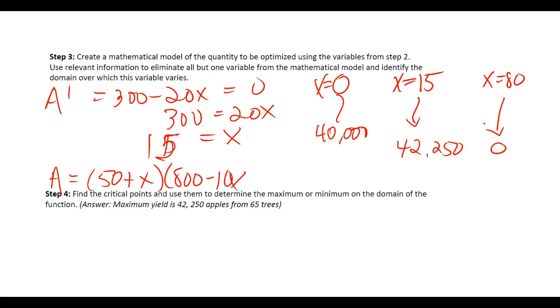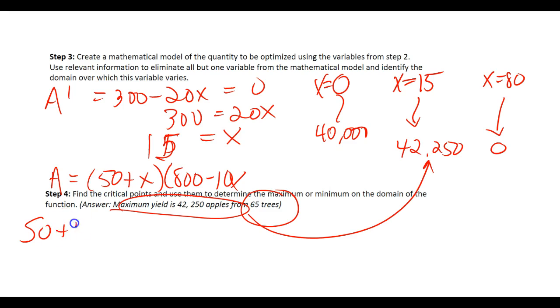So I have found that I can have a maximum yield. My maximum yield is that 42,250, and it is from 65 trees, because x was the number of trees we added to the 50, wasn't it? To the 50 trees, so I have 65 trees, and I get that output of apples.